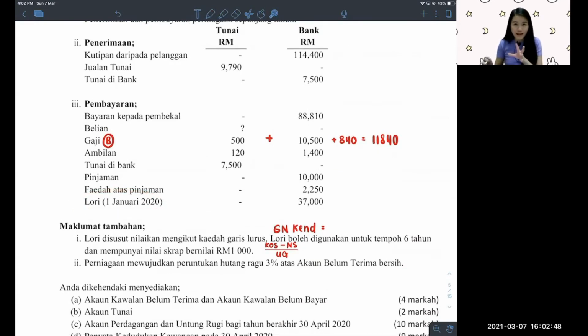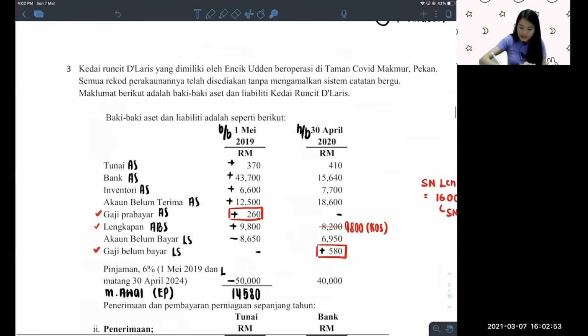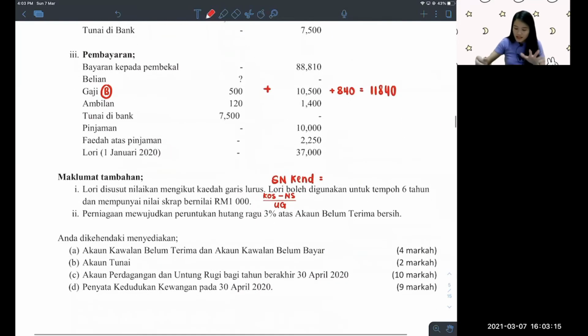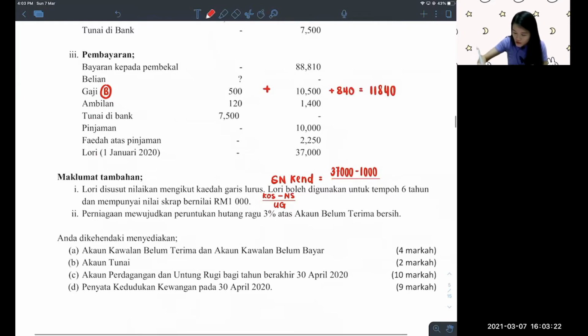Now, in case you will forget later, yeah, I want you to move this 37,000 up into your Baki list. Kenderaan, ABS, you put it at your 30 April. The front got nothing one. You know why? Because you guys are so used to looking at the HP. If you label it down there, later you will miss out. So the best is you put together first, easier to find. So we have a 37,000 of kenderaan. And they say this 37,000 of kenderaan is going to be left with 1,000 ringgit after using for 6 years.